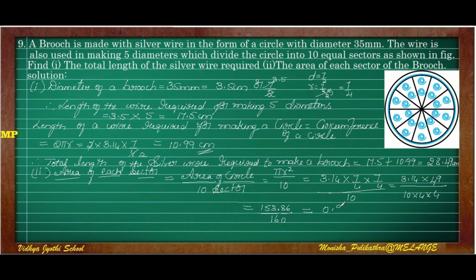So we will get 0.9616 centimeter square, or else we can write it as 0.96 centimeter square. So this is the area of each sector. The area of each sector is equal to 0.96 centimeter square. I hope you understood this.